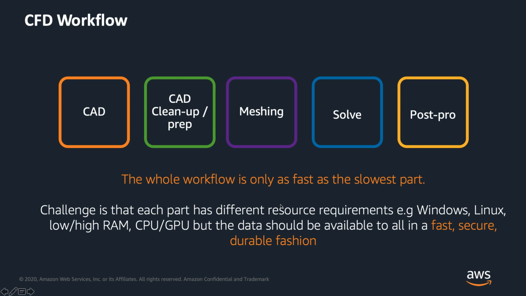And traditionally, the focus has been on how can I make the solve faster? And that's obviously one of the things I covered in the previous webinar and we'll talk about later. But really, I want to say that how can we solve all the parts? How can we solve the cleanup bit and the meshing bit that maybe is on a Windows machine? There's such different resource requirements, but they all have to have data that can be available in a fast, secure, and durable way. And this is where I'd like to think that AWS can come in and really make a tangible difference to improve the whole workflow efficiency and ultimate accuracy at the end.